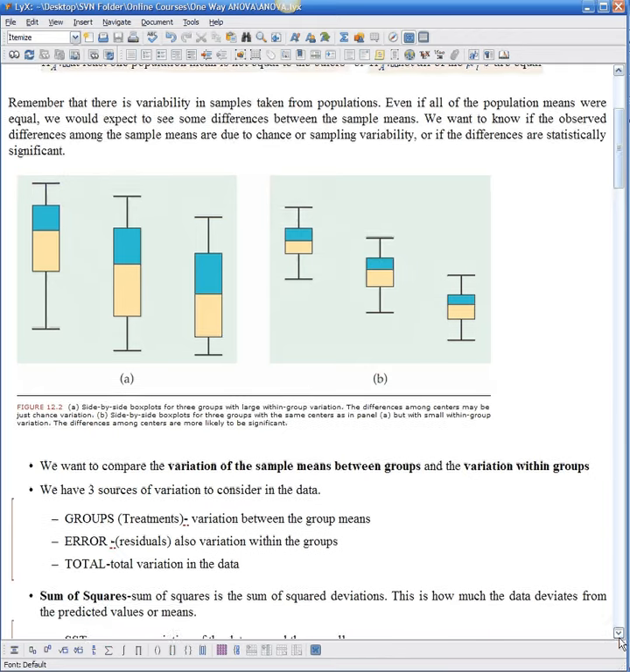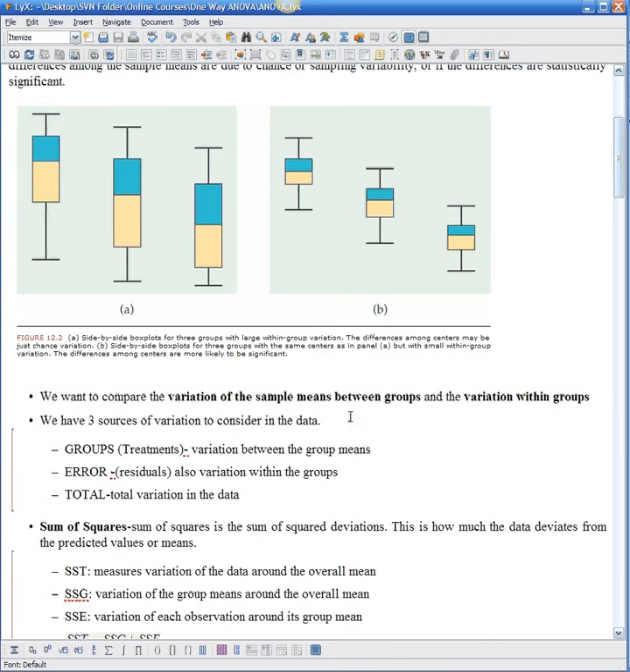Okay, so again, we want to compare the variation of the sample means between the groups and the variation within the groups, and just see which variation is bigger, and that will tell us whether our population means are actually different. Okay, so if the variation of the sample means between the groups is bigger than the variation within the groups, then that's the sign that our population means are different.